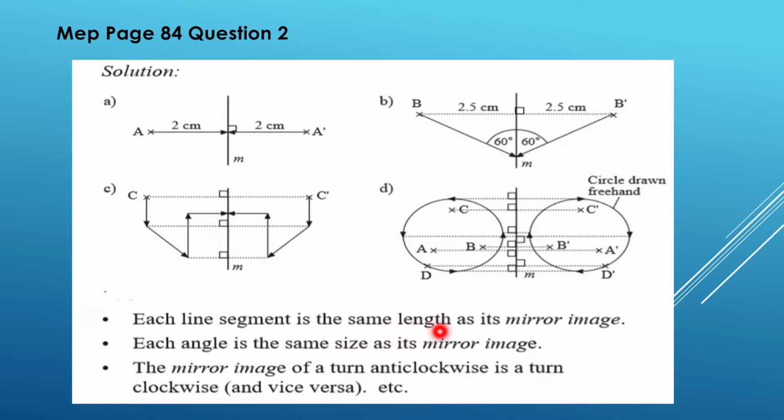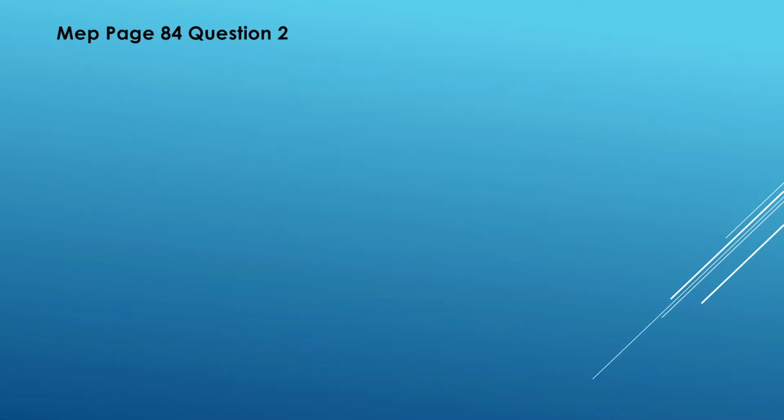Each line segment is the same length as its mirror image. Each angle is the same size as its mirror image. We can see that here. And the mirror image of a turn anti-clockwise is a turn clockwise and vice versa.